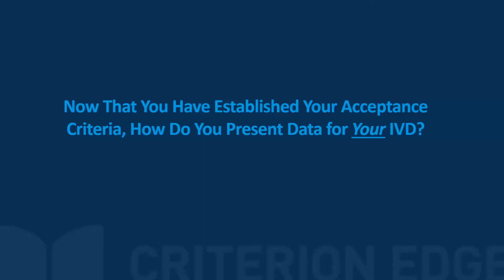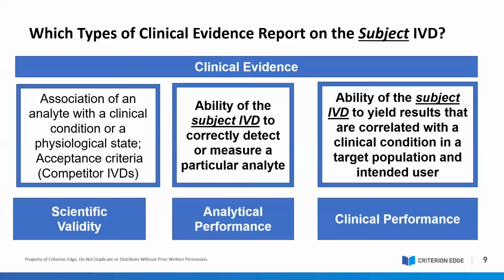So that brings us to today's webinar. Now that you've established your acceptance criteria using data from your competitors, how do you show how your IVD performs by comparison? Up until now, it's important to keep in mind that the clinical evidence that you've presented has all been on the safety and performance of your alternatives and competitors within the state-of-the-art section. So using the acceptance criteria in the SVR, the PER must now present the data pertaining to the analytical and clinical performance of the subject IVD in the APR and the CPR.